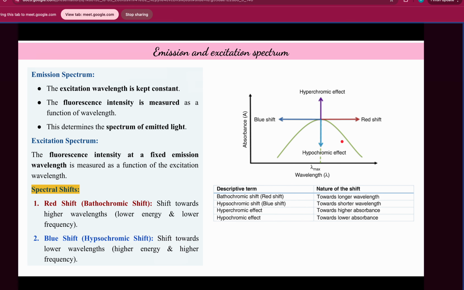Similarly, there are other shifts also. For a particular wavelength, if there is an increase in absorbance, then it is known as hyperchromic shift. And if there is a decrease in the absorbance for a particular wavelength, then it is known as hypochromic effect. So hyper and hypochromic is based on how the absorbance is changing, and red and blue shift is based on how the wavelength is changing for a particular compound which has the same absorbance.